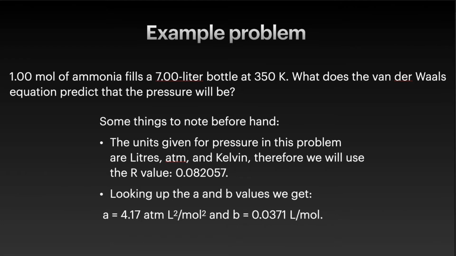Just a few things to keep in mind before we get started on the problem: the units given for pressure in this problem are liters, atm, and kelvin. Therefore, we will be using the R value 0.082057. Also, looking up the a value and the b value for ammonia, we get a equals 4.17 and b equals 0.0371. Okay, now let's try the problem.